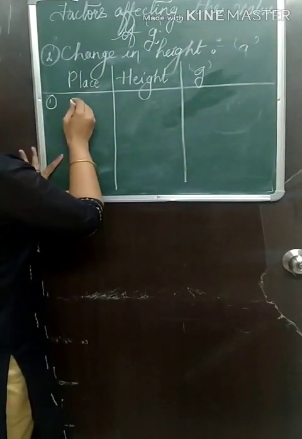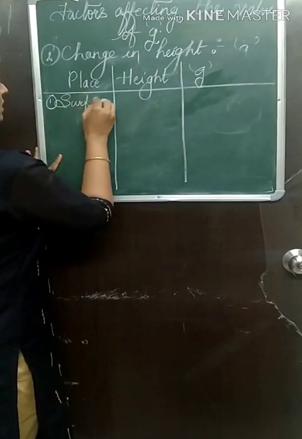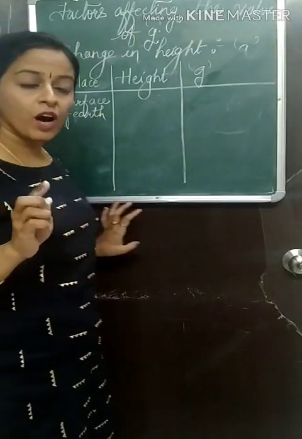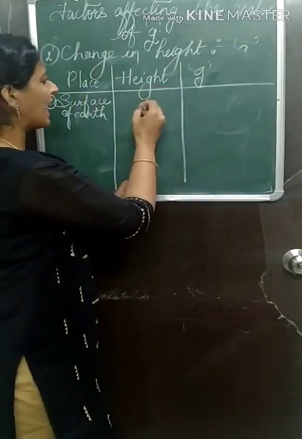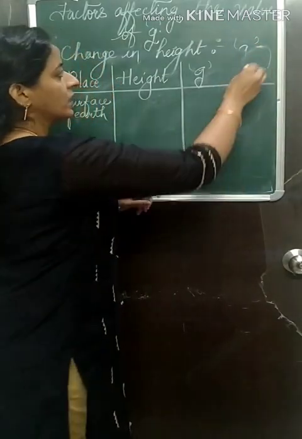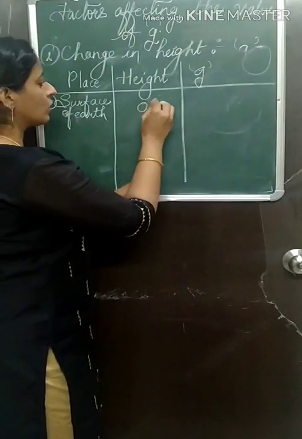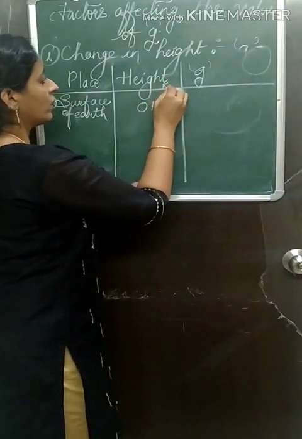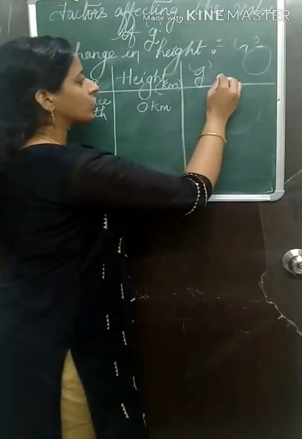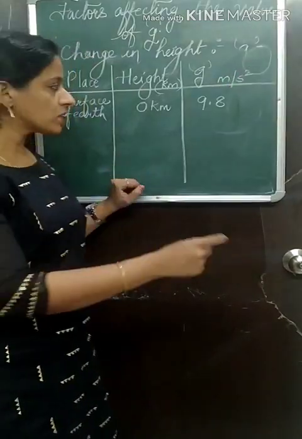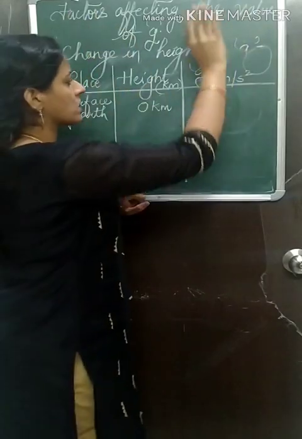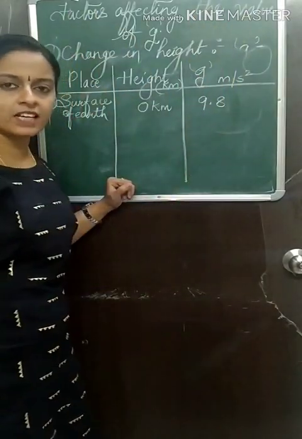First example, we will consider the surface of earth. If you are on the surface of earth, that means height has not increased, no? You were on earth only. The height has not increased. So height is 0 and this we will write in kilometer. All the heights we will write in kilometer. The unit of G, acceleration due to gravity, is meter per second square. You are on the surface of the earth, the height is 0 kilometer. At that time, we all know we will consider it as 9.8.